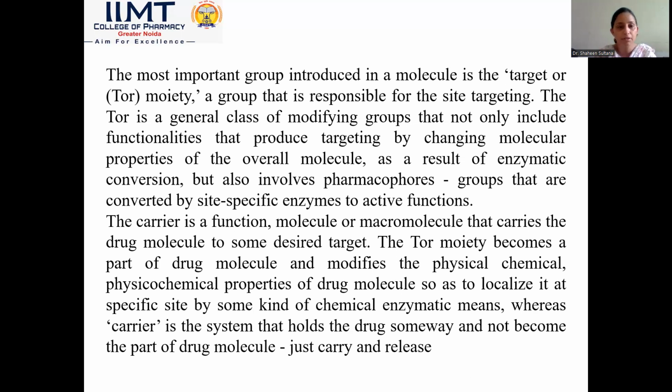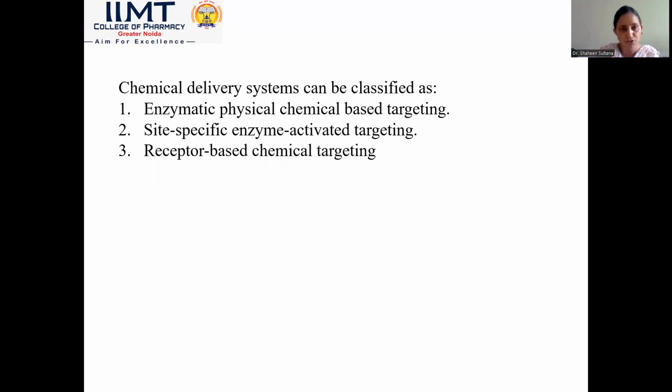So when we compare the carrier and the targetor moiety, the carrier is the molecule that is used to just carry and release the drug to the particular site of action. But the targetor molecule is also used for targeting the drug molecule to the particular site of action by modifying the physical, chemical, and physicochemical properties. How is it modifying the physical, chemical, physicochemical properties of a drug? By some kind of chemical or enzymatic reaction.